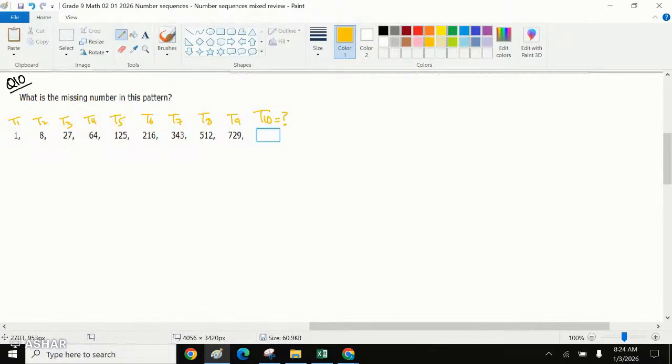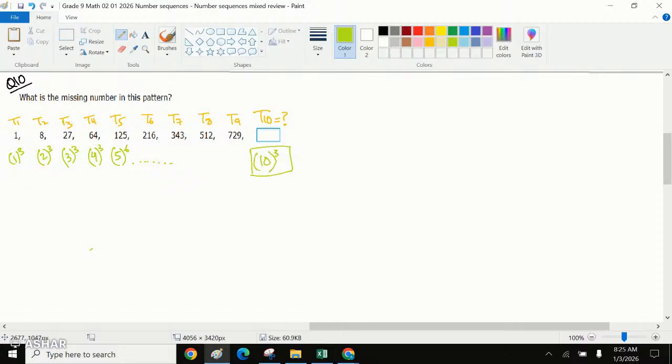So we can see the pattern just by looking at the question, right? What the pattern we can see is term 1 was 1 cubed. Term 2 was 2 cubed, right? That would be 8. Term 3 would be 3 cubed is 27. Term 4 is 4 cubed. This is 5 cubed, and so on. Then this number should be 10 cubed.